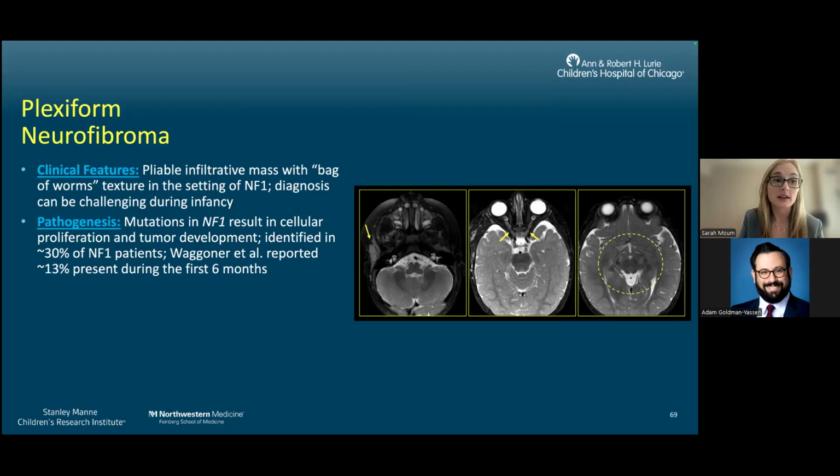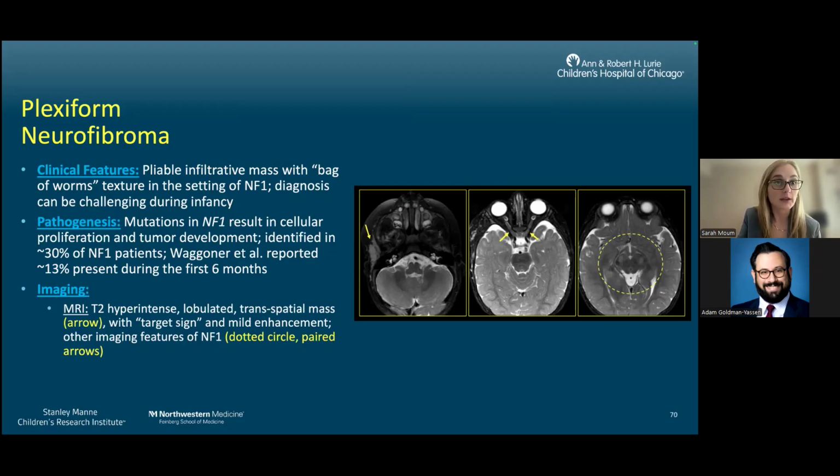In terms of pathophysiology, we see these in the setting of NF1. Because of the underlying NF1 mutation, patients are prone to cellular proliferation and tumor development, including plexiforms. Plexiform neurofibromas are seen in about 30% of patients with NF1. There was one report that looked at plexiform neurofibromas during the first year of life, and they found that about 13% presented during their first 6 months in their cohort. So it is possible for them to present early, although they do tend to be more subtle than we would expect to see in older patients.